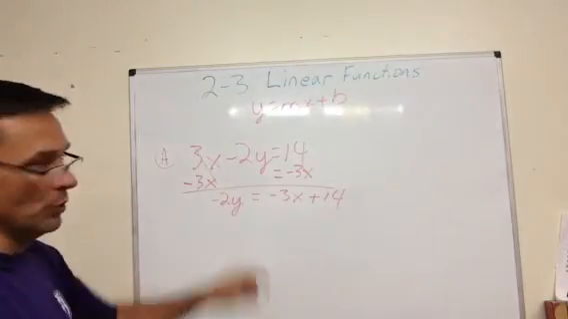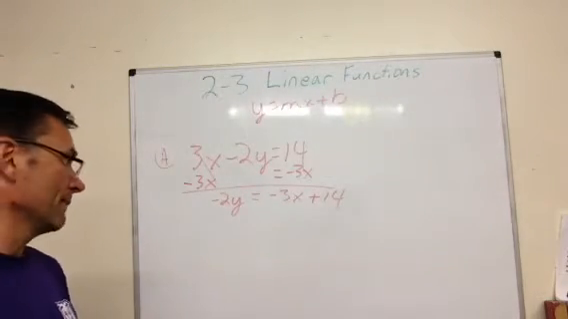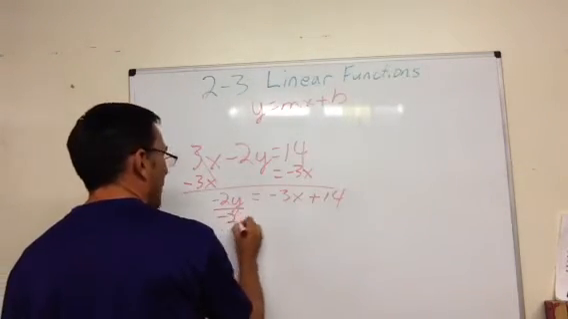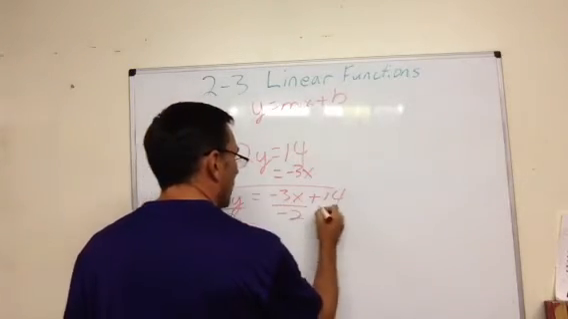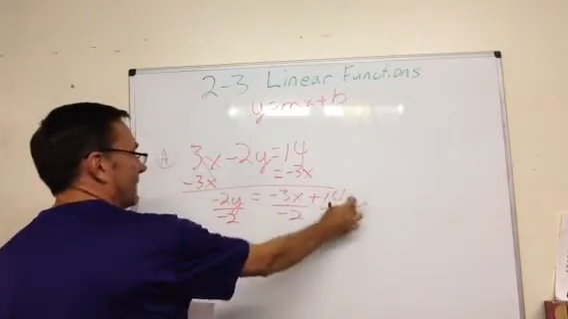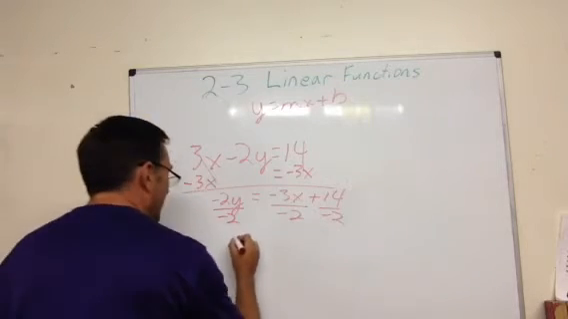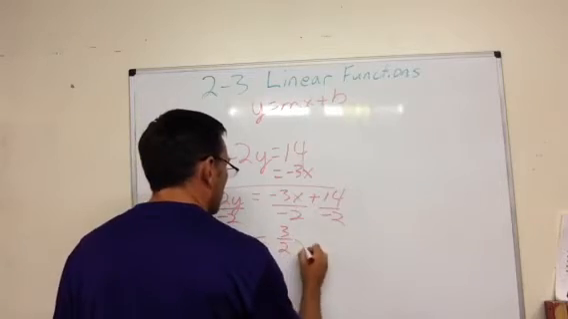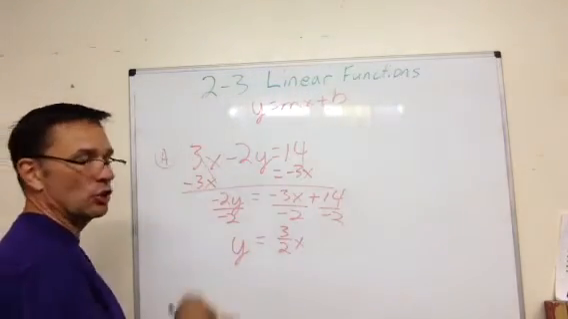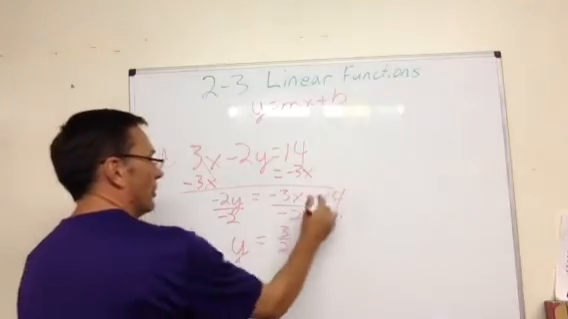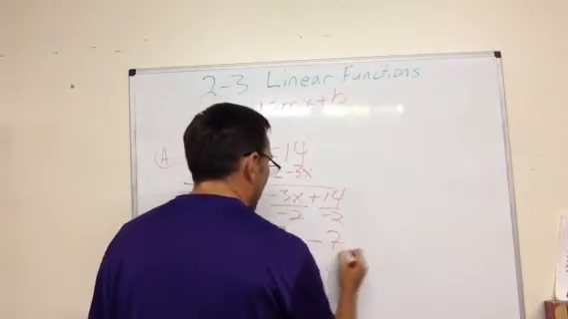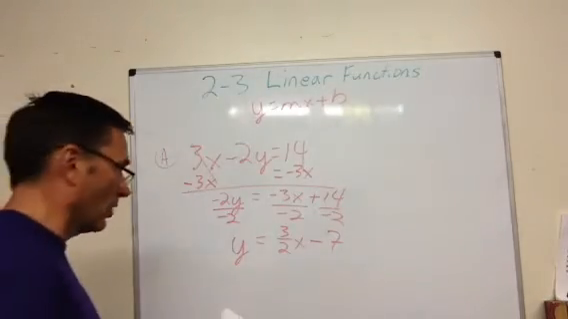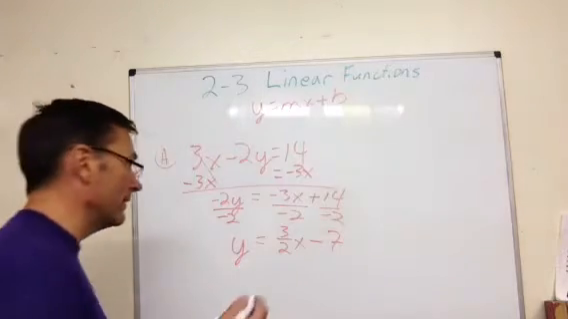Now what's this -2 doing to the y? It's multiplying. To undo multiplication, we have to divide everything by -2. Every term, which includes the x's and this constant of 14. Now, we get y equals positive 3/2x. Remember, leave that as a fraction. Do not change them to decimals. And 14 divided by -2 is -7.